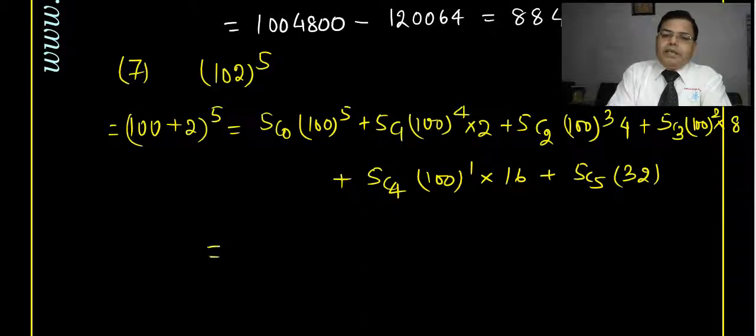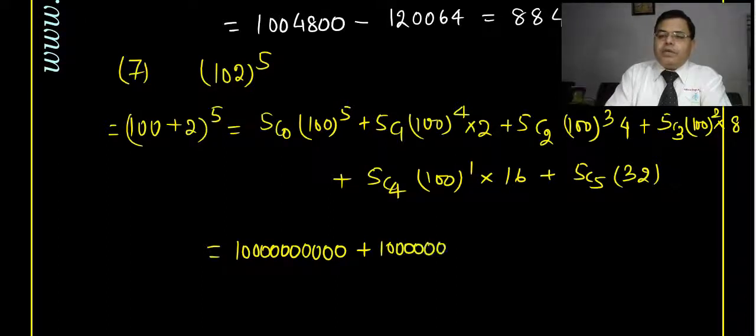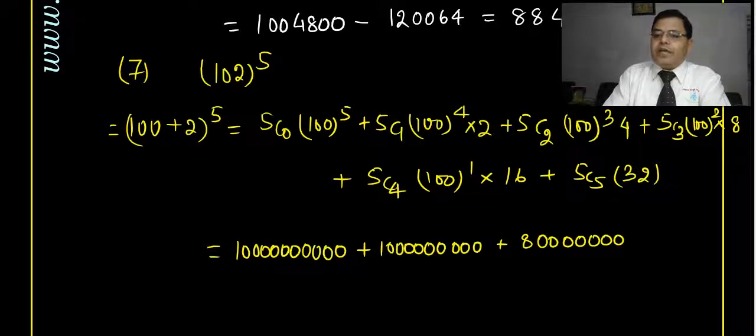So what will happen finally? This will be 10 to the power 10, plus 5C1 is 5, 5 into 2 is 10, and so on with the zeros. Again, 5C2 is 10, multiply by 8 is 80, so it will be 8, and 10 is there and 40 from here, so it will be 50.